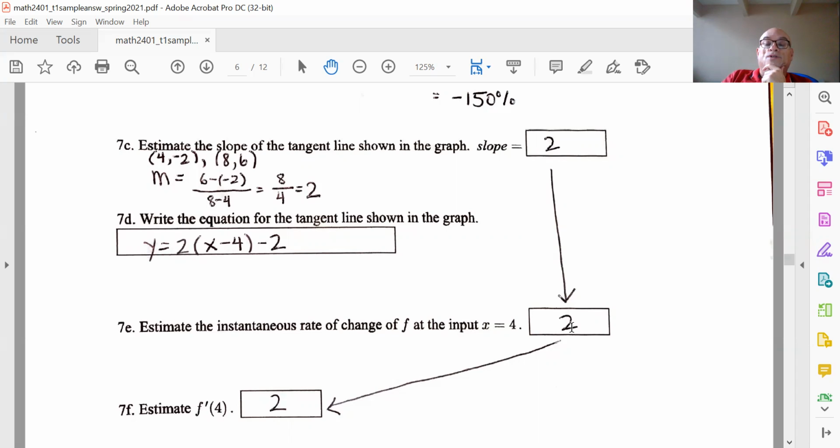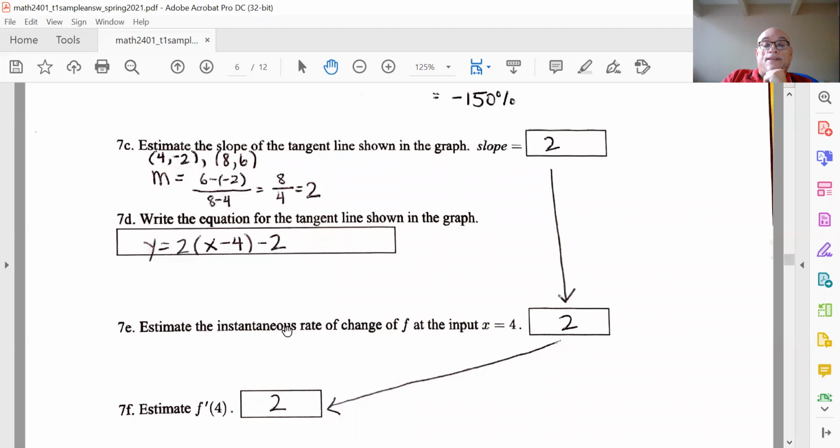is also 2. And then f prime of 4, well, when you use the prime symbol in function notation, that means instantaneous rate of change of the function. But we just calculated the instantaneous rate of change of the function at the input 4. That is 2. So this value I just calculated is 2. I just get to fill it in back here, right?